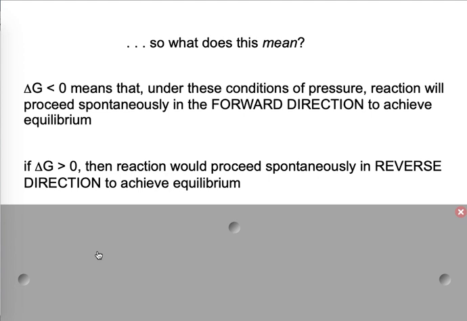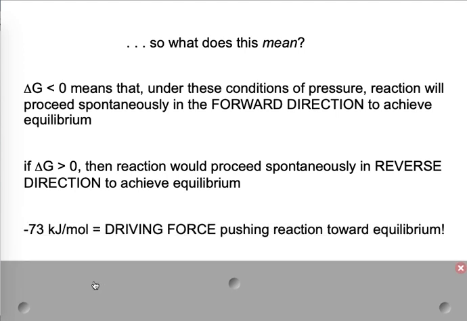What is the significance of the magnitude? Negative 73 kilojoules per mole can be thought of as the driving force that is pushing the reaction towards equilibrium. Remember, free energy was originally called available energy because it's the energy that is available to do useful work. So under these particular conditions, the partial pressures that were specified, there are 73 kilojoules per mole of reaction available to push the reaction towards equilibrium, and in doing so, to do useful work.